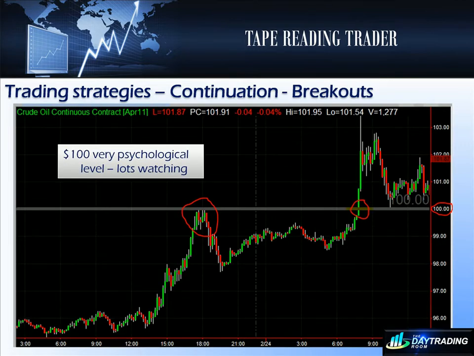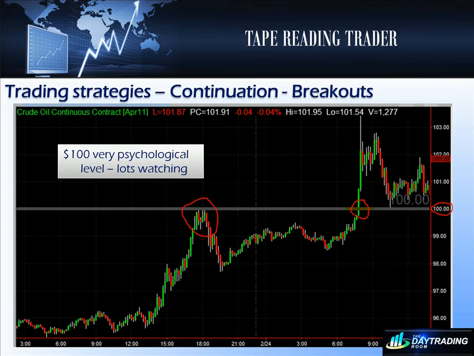Another example here, again crude oil, psychological level. And it was actually in the thin after hours market. The $100 level was tagged the prior day. Loads of people watching it. This is a psychological level for crude oil, $100 a barrel, and you can just see how visible that would be on the tape. As it broke, the book is very, very thin after hours, and if there are market orders hitting those offers, and there's not much liquidity there to soak up those market buys, then the price is going to move up aggressively.